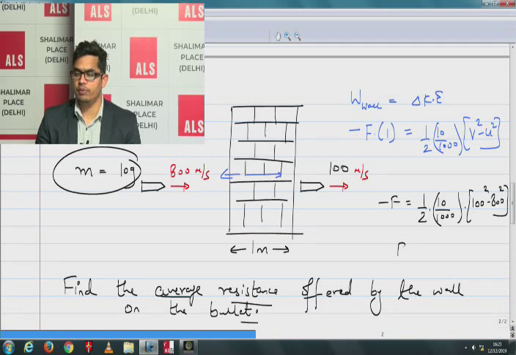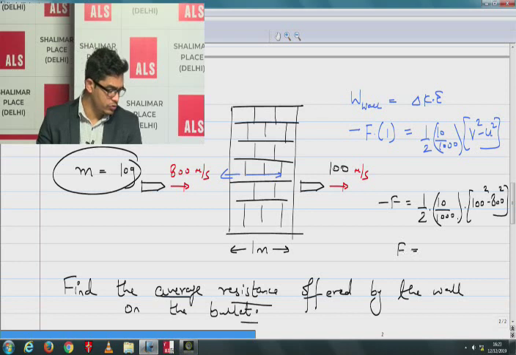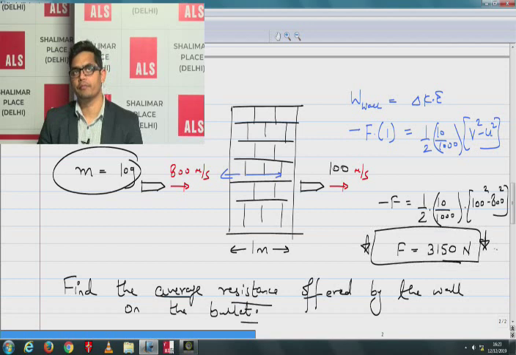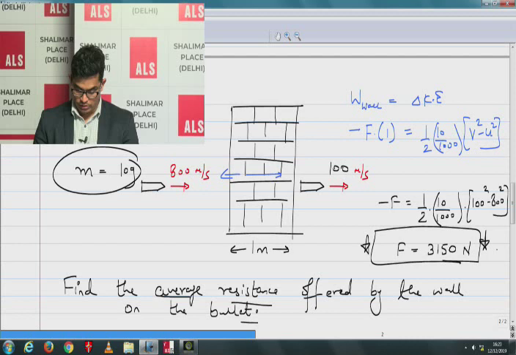The force will be equals to, negative sign will get cancelled out, 3150 Newton. This is the average force applied by the wall. Understood this question? Yes, very good, Jia. 3150, very good. Force applied by the wall will be 3150 Newton.